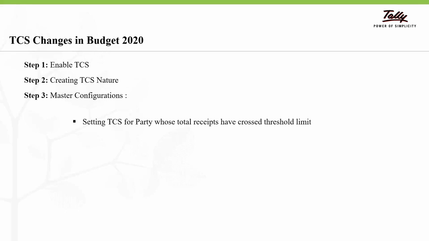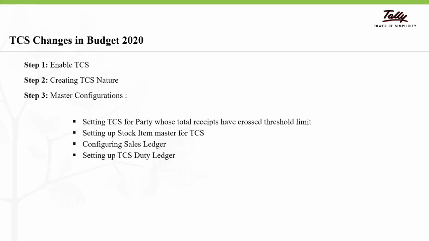The first one being party master: setting up TCS for parties whose total receipts have crossed the threshold limit. Setting up stock item masters for TCS. Configuring sales ledger. And last, setting up TCS duty ledger. So these are the simple 3 steps that you need to do to get started with TCS changes in budget 2020 in Tally.Erp9.